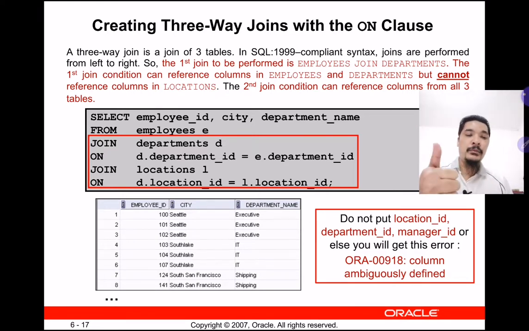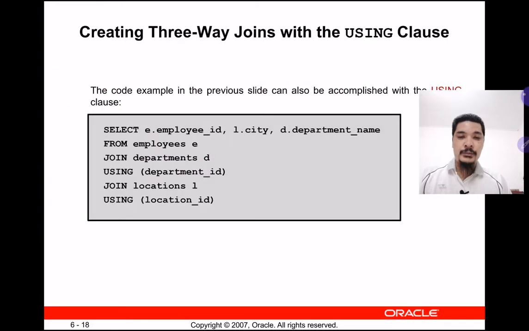Number 1, we are going to use natural joins. Number 2, the keyword is USING. Number 3 is ON. Right, so let's proceed to the next one.